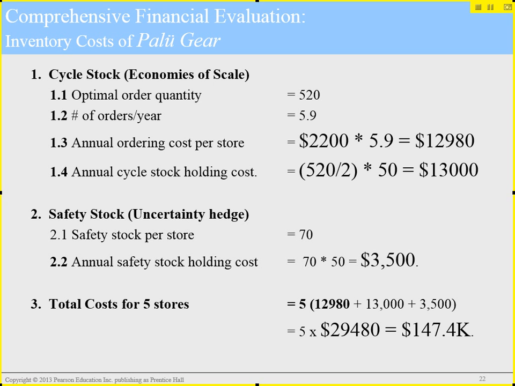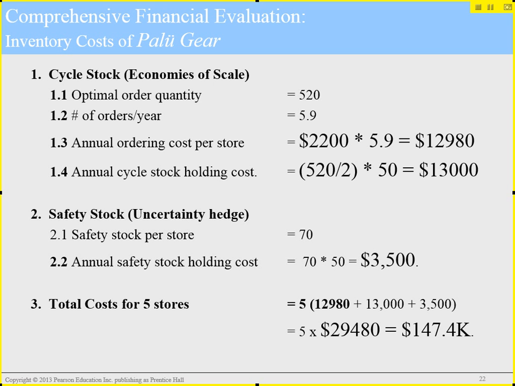And this is all for cycle stock, right? And that makes sense because if you remember at EOQ, our holding costs and our ordering costs are supposed to be equal. Well, they're within $20 of each other. In the grand scheme of life, that's equal. That's a rounding error. Okay, our safety stock, in terms of cost, we calculated that we needed to have 70 units per store.